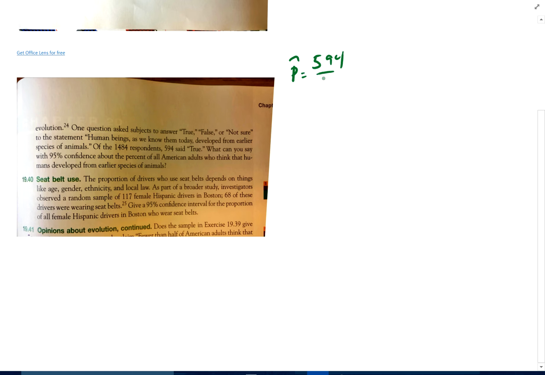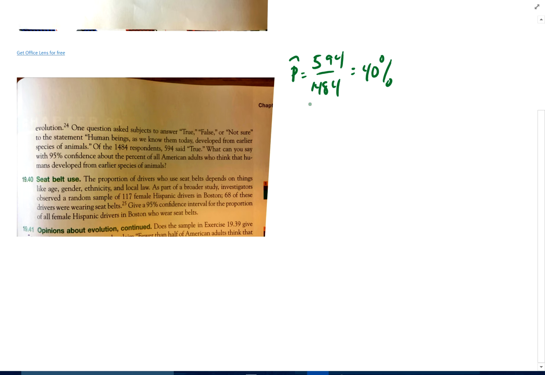Well, we got 594 out of 1484. So 594 divided by 1484. I'm doing this on the calculator on the side here. That's 40% said yes, or true. What can you say with 95% confidence?